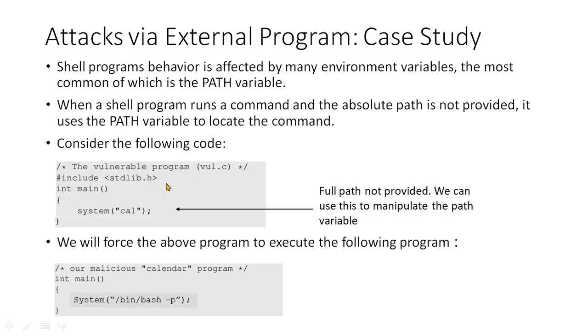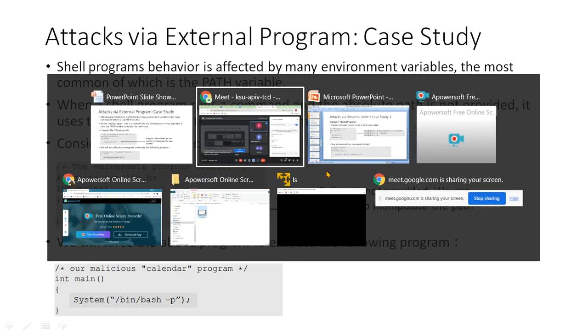Okay, and cal is a binary command in the shell. So when we make the system call, it displays the calendar. But this one doesn't specify the path to the cal program. So when the system runs the cal command, it doesn't know where cal is. So it has to rely on the PATH variable. So the PATH variable has a specification like this.